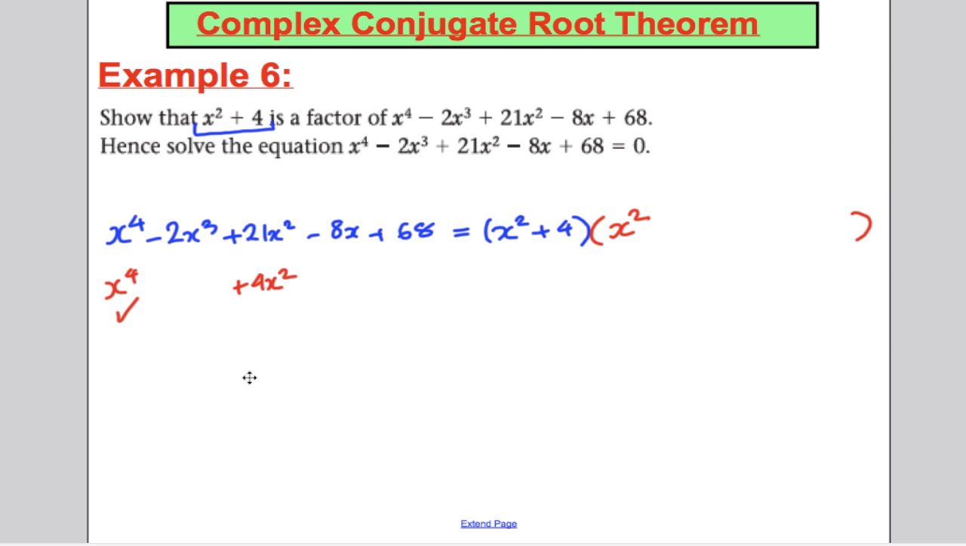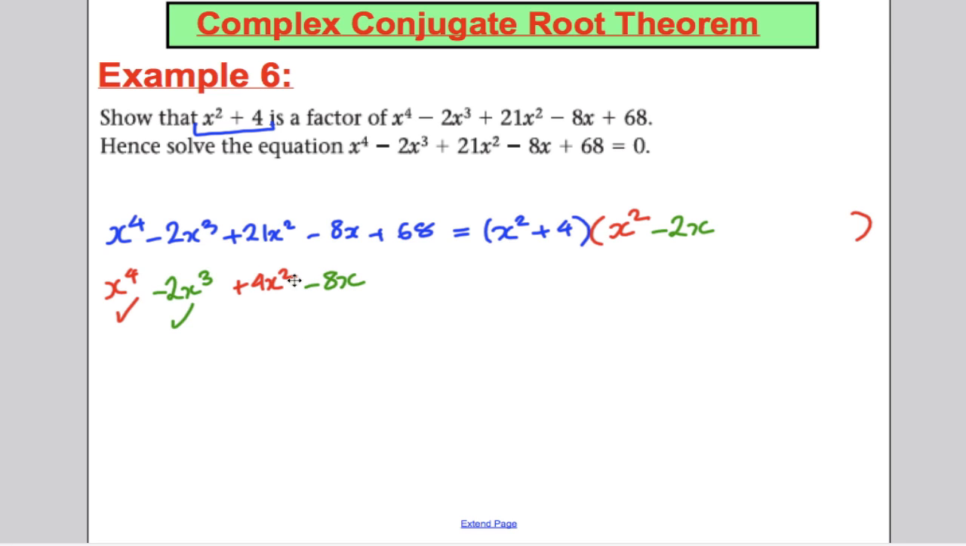Now, the next thing I need to do, I fixed this column. I want to fix how many cubes I've got before I worry about this. So what needs to go here? I've got no x cubed currently. I want negative 2x cubed. What needs to go here to multiply by x squared to give me that? Well, minus 2x. And that gives me the negative 2x cubed. But at the same time, it creates for me a negative 8x.